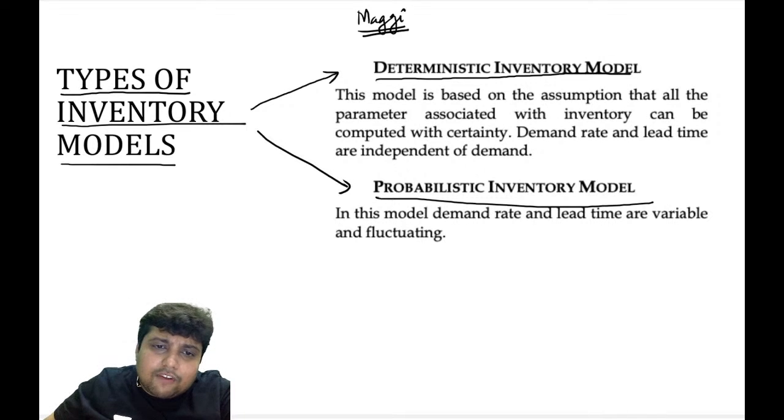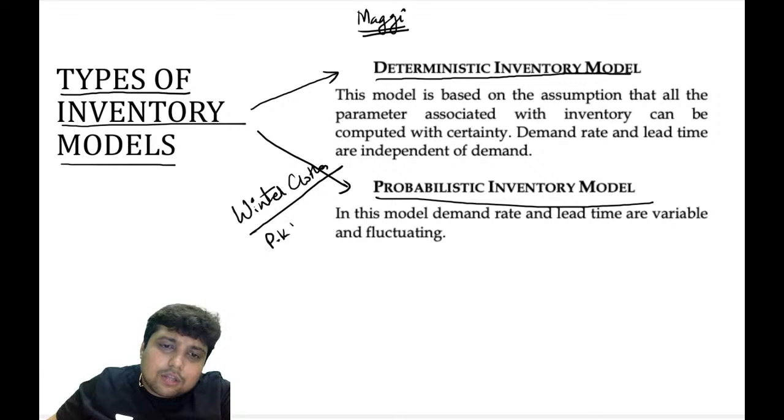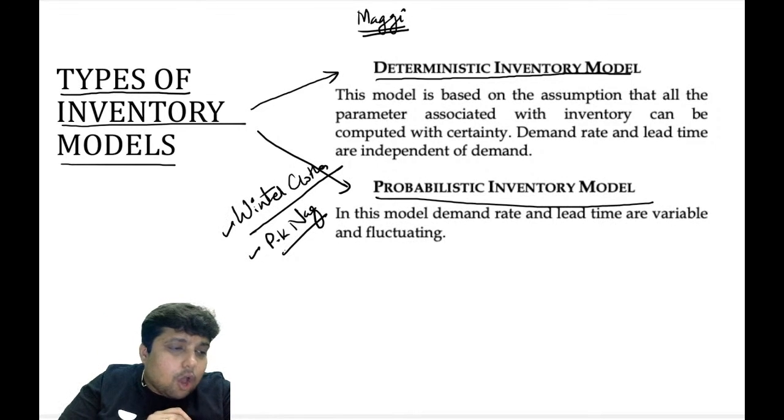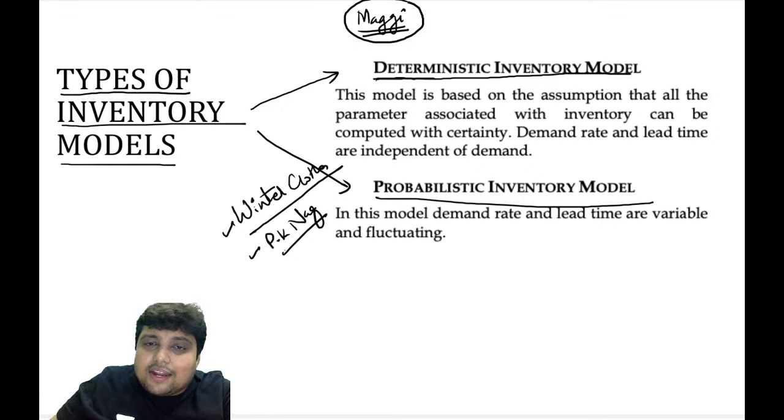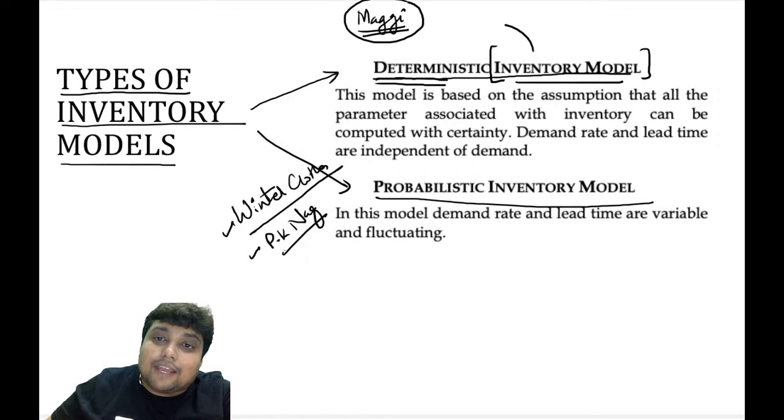But when I talk about winter clothes, when I talk about PK Nag, thermodynamics, these products do not get consumed on a daily basis, or you cannot just predict that this much demand of this product will come. So listen to me very very carefully. For a product like Maggi, if you know certain things, then you can determine everything corresponding to an inventory model which is associated with Maggi.